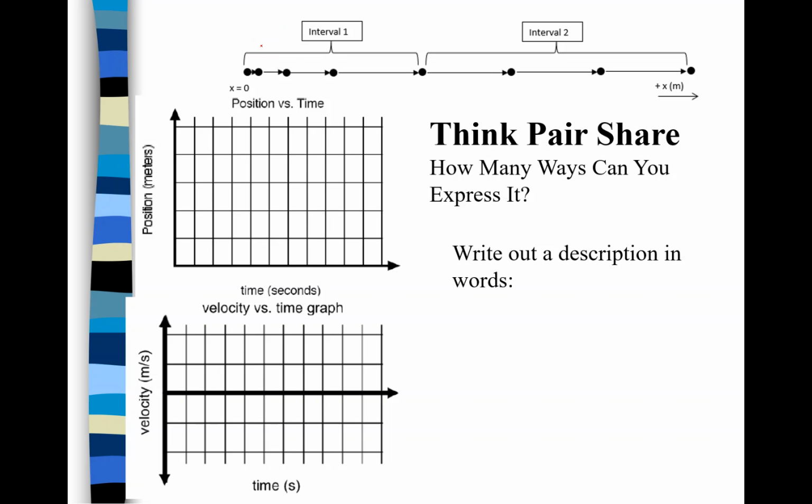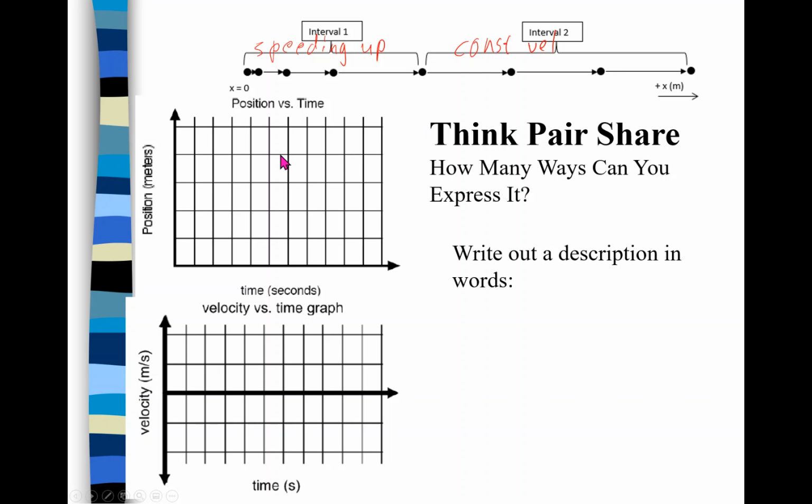Speeding up. Okay, and then what about this area over here? Well, the dots are not getting farther apart. They're not getting closer either. So this is a constant velocity. Okay, I'm just moving in the positive direction. My speed is constant. That means my velocity is constant.